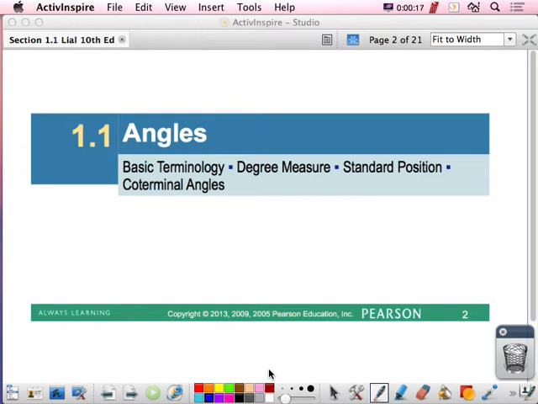This is all about angles, and for the first part, I just want to review so that we make sure we're all comfortable and we all are using the same terminology. This is not something you're going to be tested on. I just want to make sure that when I say the initial side, you know what it is. When I say the vertex, you know what it is.